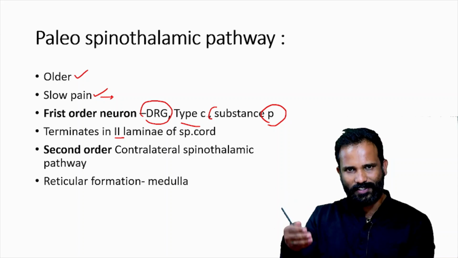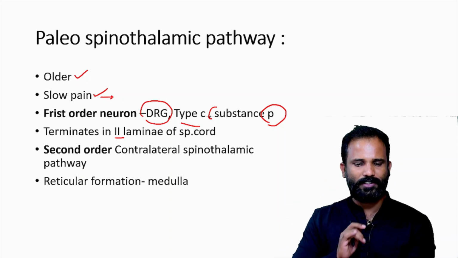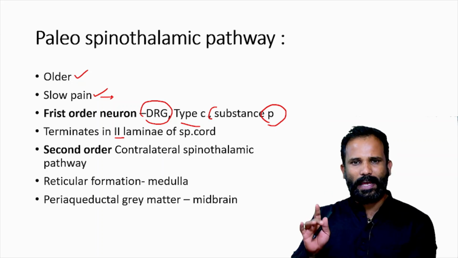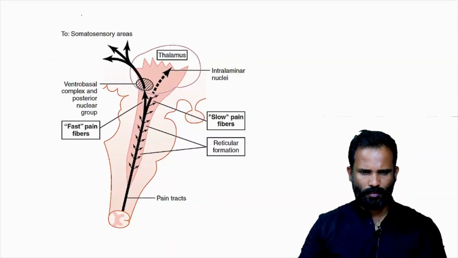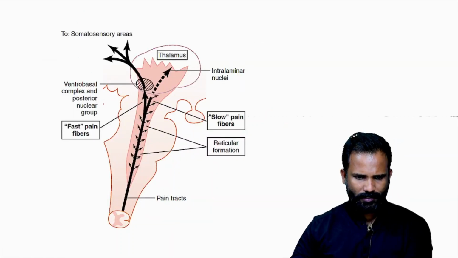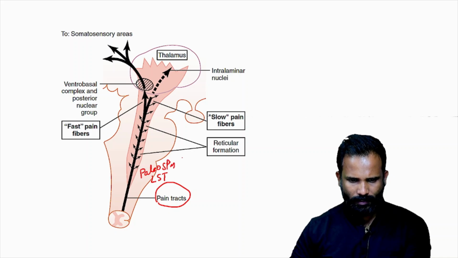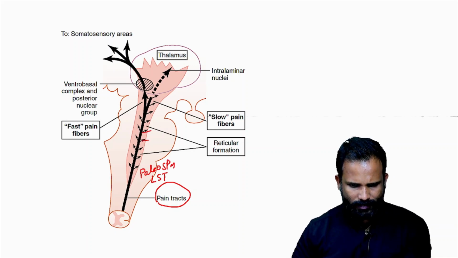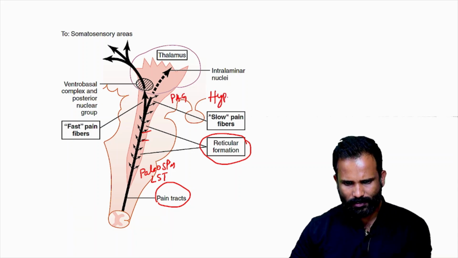And as we said, the paleo will give collaterals to other structures like the reticular formation in the medulla, the periaqueductal gray matter in the midbrain, and also the hypothalamus. So this is the diagrammatic representation. You can see here this is the lateral spinothalamic tract, and if we talk about the paleospinothalamic pathway, it is giving collaterals to the reticular formation as well as the periaqueductal gray matter as well as the hypothalamus.